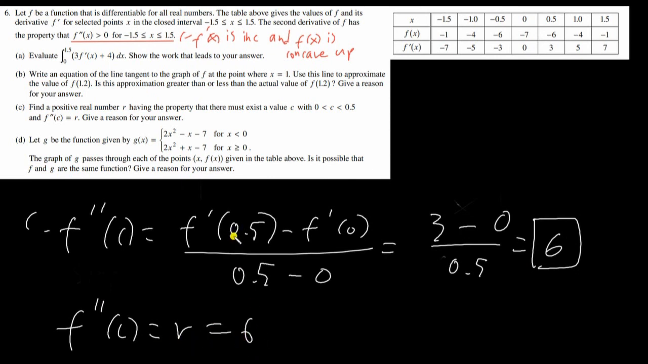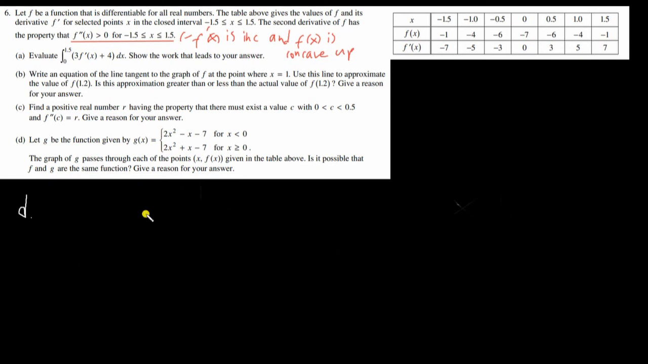Alright, is that all they wanted? Yes, they wanted a reason for the answer. So we'll say, by the mean value theorem, there exists a number c such that 0 is less than c is less than 0.5, and this stuff is true. Okay, that was a 2-point question. 1 point for getting the right answer for r, and another point for an explanation involving the mean value theorem.